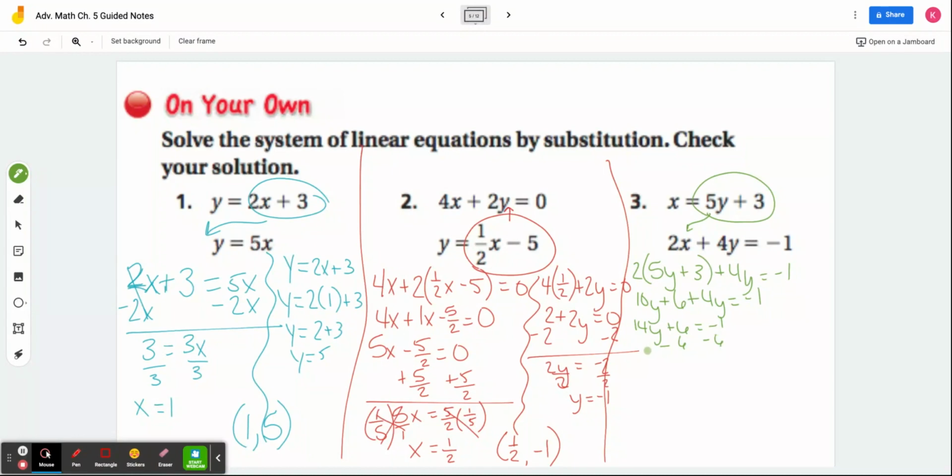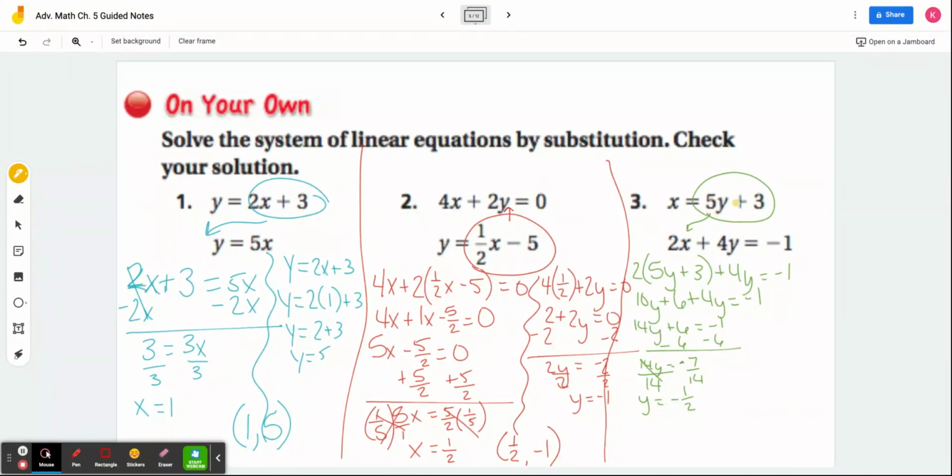And subtracting 6 from both sides will get us 14y equals negative 7. Same sign, so we add and keep the sign. When we divide by 14 on both sides, we can find that y equals negative 1/2. Again, we can go ahead and use this value to plug into one of the equations to find the solution.